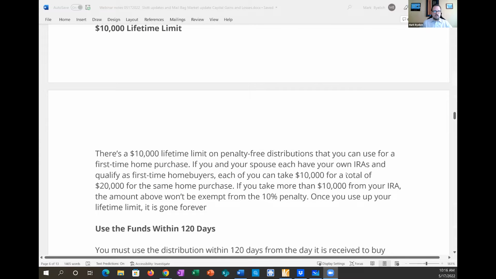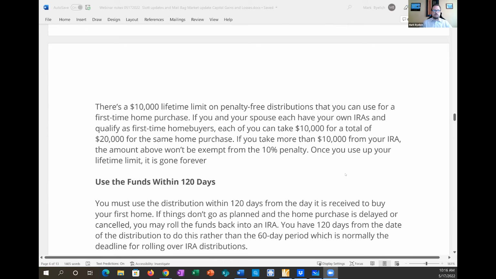There is a $10,000 lifetime limit on penalty-free distributions that you can use for a first-time home purchase. If you and your spouse each have your own IRAs and qualify as first-time home buyers, each of you can take $10,000 for a total of $20,000 for the same home purchase. If you take more than $10,000 from your IRA, the amount above the $10,000 won't be exempt from the 10% penalty. Once you use up your lifetime limit, it's gone forever. So you don't get to do that over again.